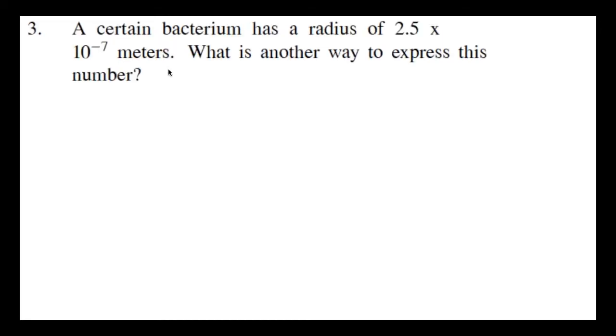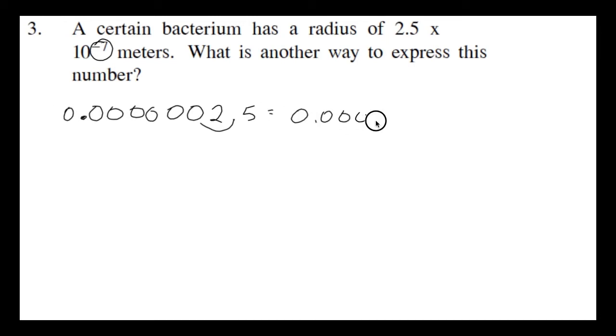Number 3, a certain bacterium has a radius of 2.5 times 10 to the negative 7th meters. What is another way to express this number? So this is very small. So I have 2.5. We know negative means I'm going to go in the opposite direction. So it's a decimal. So I'll go over once. So I need to go over 6 more. 3, 4, 5, 6. Then my 0 point. So that is 1, 2, 3, 4, 5, 6, 2, 5.